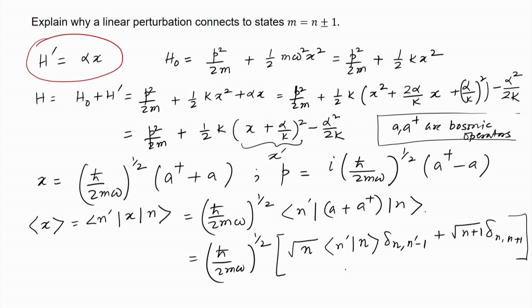That is the reason that a linear perturbation always connects to states where n prime has to be either m plus 1 or m minus 1 for these things to be non-zero, which is the same as saying that m equal to n plus 1 or n minus 1 for these terms to be non-zero. And that is why the linear perturbation connects to states m equal to n plus or minus 1 for the harmonic oscillator.